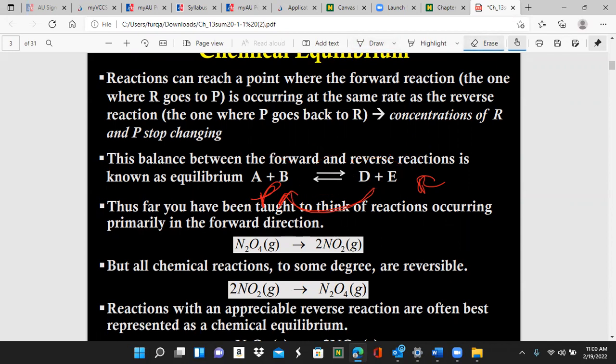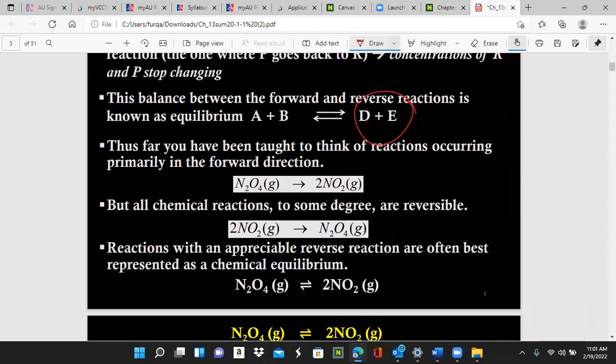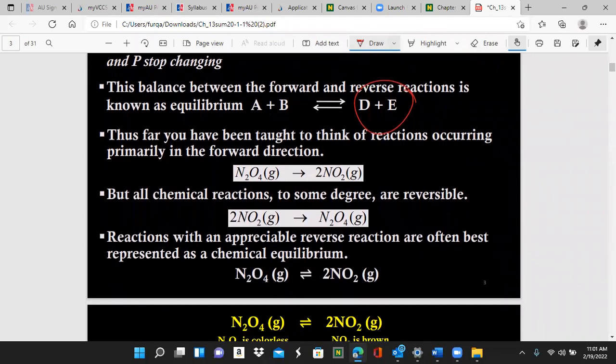We can start the reaction from anywhere. We can start the reaction from either side. We can just take D and E and start the chemical reaction, so we'll form A and B, and eventually A and B will start converting into D and E. So there's no bound on it. You can do anything you want in reversible reactions.